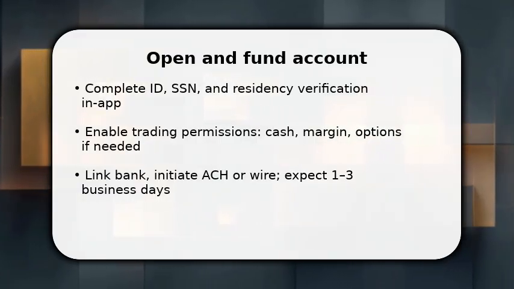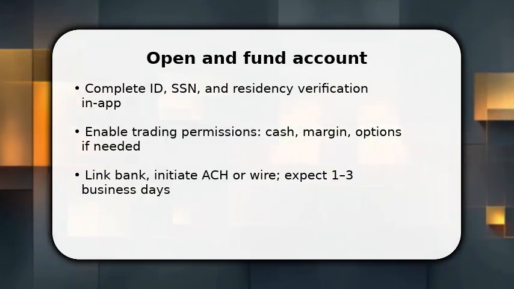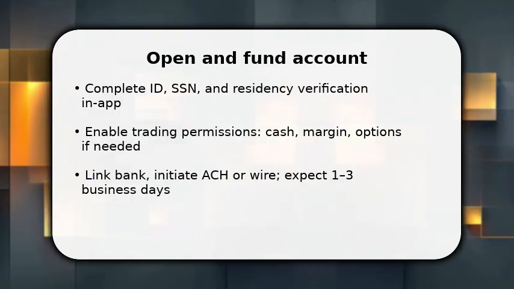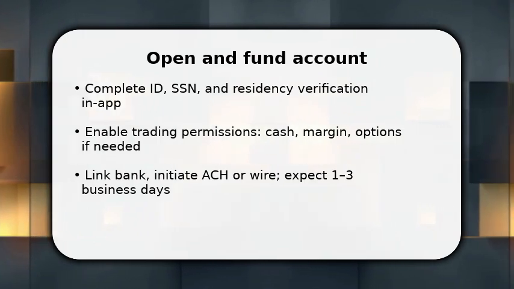ACH usually clears in 1-3 business days. While waiting, create a watch list of 5-10 stocks and set default order types so you're ready. Doing this now prevents delays when you decide to send your first order.